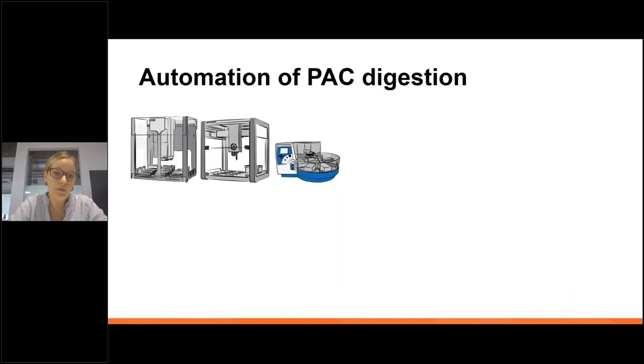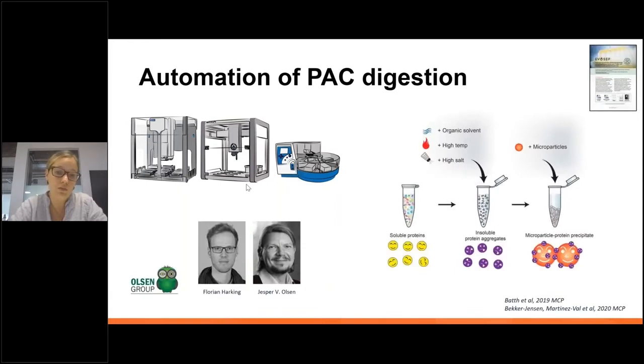So there are a number of robotic solutions, and this is just a few of them. Philip already described the Bravo from Agilent, and the work in this presentation will be based on the Kingfisher and also the Opentrons. So the work here is done in close collaboration with the Jesper Olsen group at the Novo Nordisk Foundation Center for Protein Research, and Florian, who has been doing a lot of this. So in their group, they have streamlined their workflows on the Kingfisher with the PAC digestion, where they make use of magnetic beads, which are really easy to scale up on robotic systems.